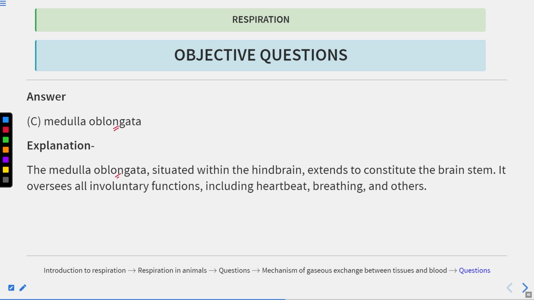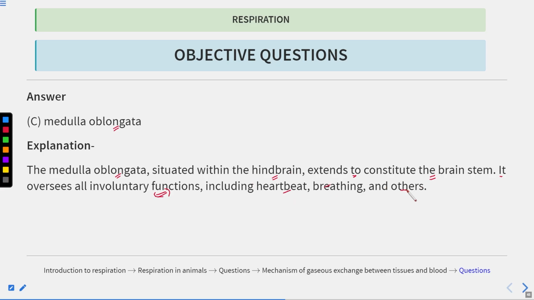The medulla oblongata is situated within the hindbrain. The brain is also divided into hindbrain, midbrain, and forebrain. So, this medulla oblongata is present in the hindbrain and extends to constitute the brainstem. Now, it oversees all involuntary functions, including the heartbeat, breathing, and others.